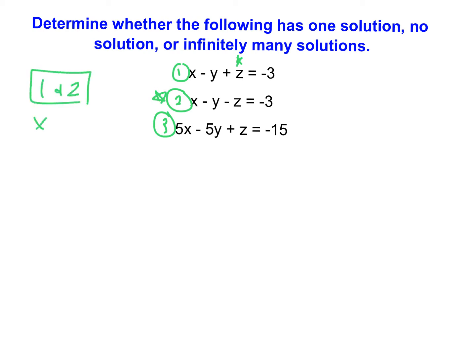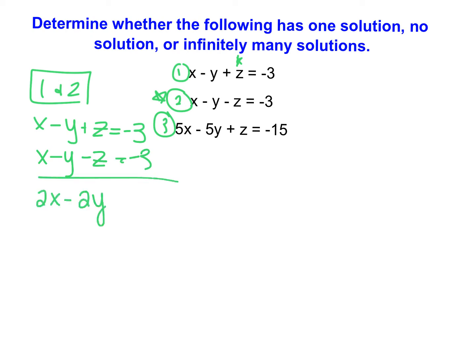So I have x minus y plus z is equal to negative 3. And then I have x minus y minus z is equal to negative 3. If we add straight down, we have 2x minus 2y. The z's cancel out, and that equals negative 6. So I have one equation with two variables here from combining equations 1 and 2.